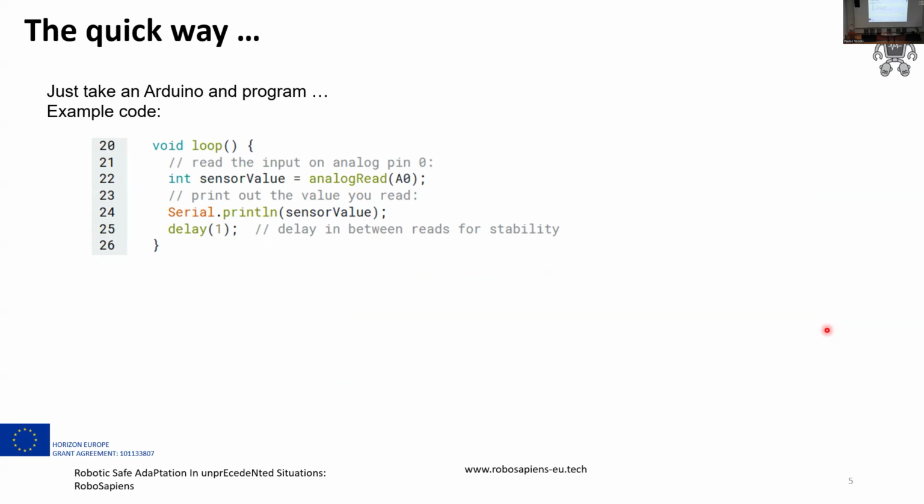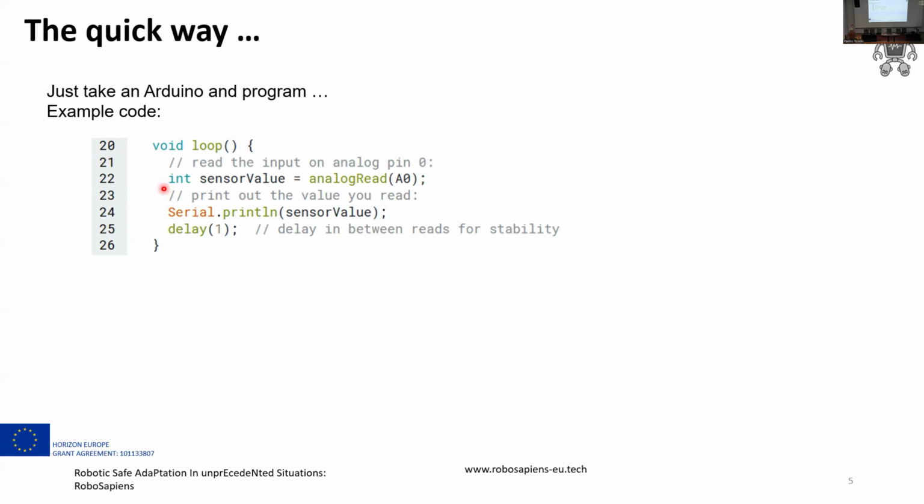You can take it as a toy. You can do some more interesting projects as well. So you know what an Arduino is, and that's the main archetype of an embedded system. And here you see some very simple example code that you can run on an Arduino. It's a loop, starting here, line 20 till 26.